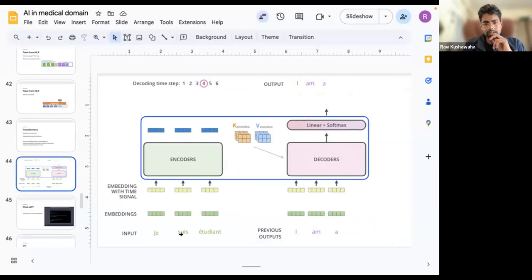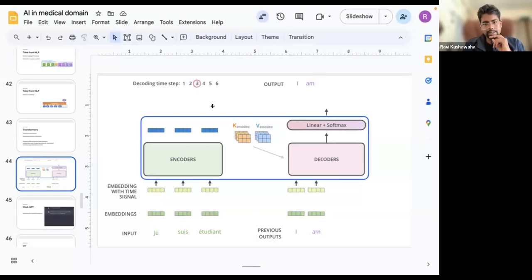The second, the French sentence has gone into the encoder and then fed into the decoder, which is predicting "I am a last student" and also the end of sentence. So this is how a transformer works. But yeah, it is a sequence to sequence model.